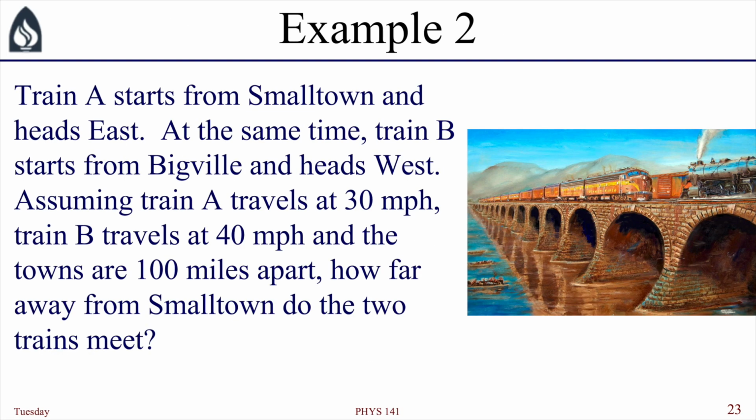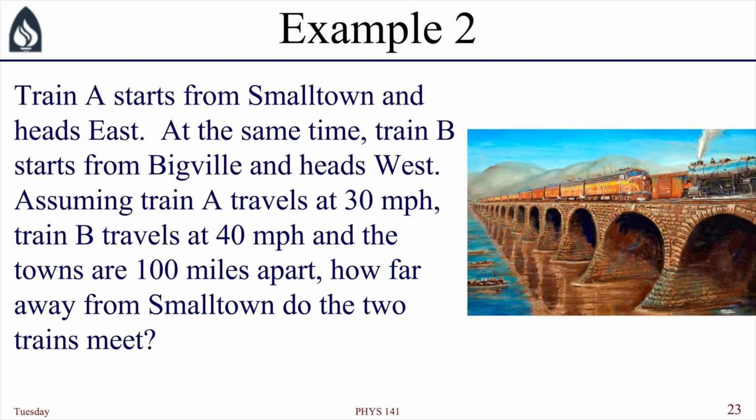So let's take a look at using this equation to solve a problem. So in this problem we have two trains. Train A starts from Smalltown and heads east. At the same time, train B starts from Bigville and heads west. Assuming train A travels at 30 miles per hour and train B travels at 40 miles per hour, and the towns are 100 miles apart, how far away from Smalltown are the trains when they meet each other?